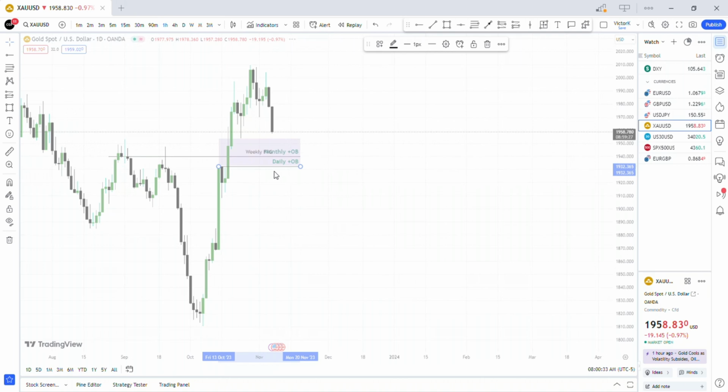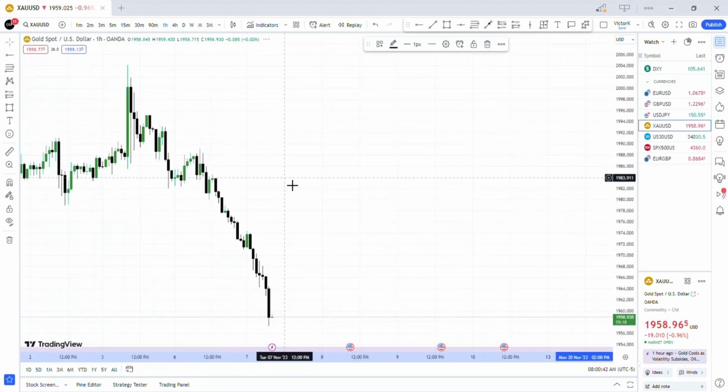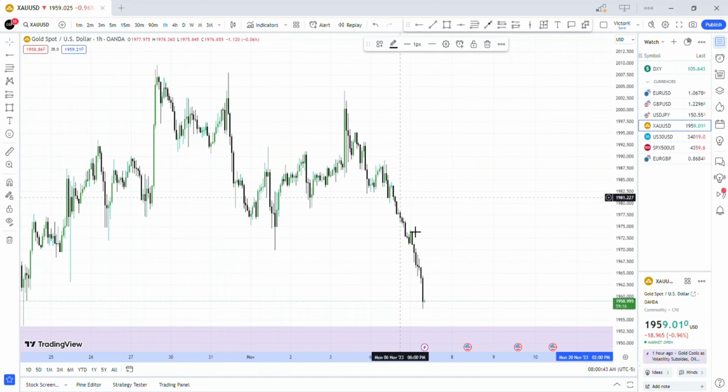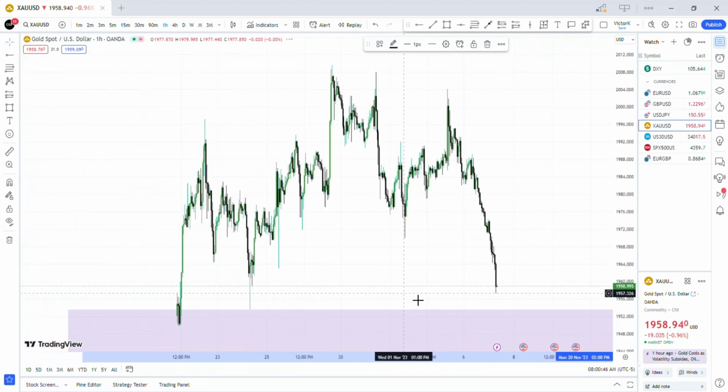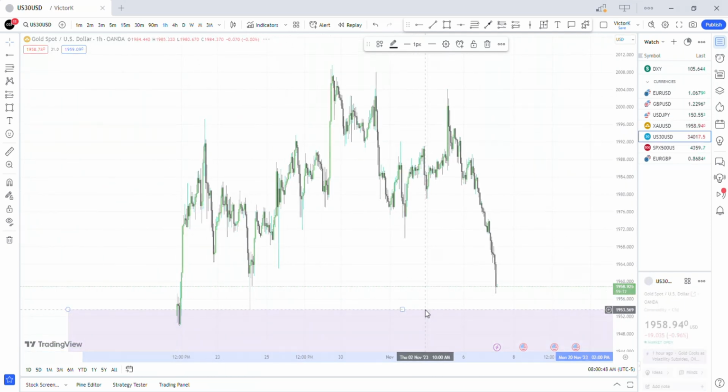Like I said, I'm already in a sell trade. I might show you guys closing it soon because my target is just under this low here. So I'll be closing that trade very soon. And as you can see, it's going well. So let's move on to US 30.